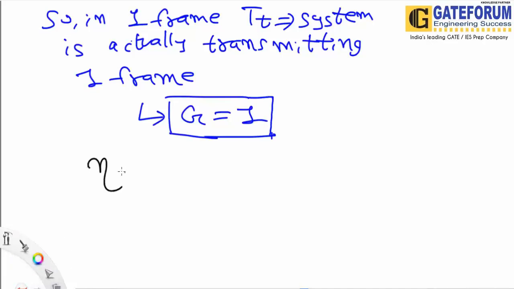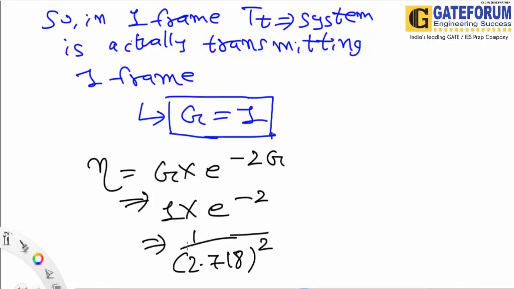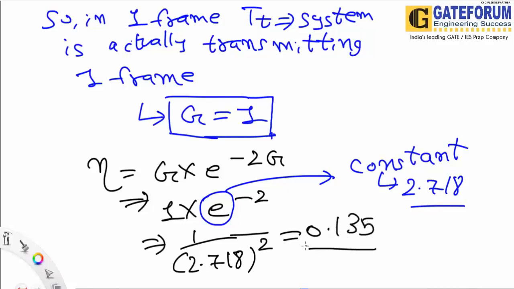So here you can calculate the efficiency, which would be G times e raised to minus 2G, which is 1 times e raised to minus 2, that's basically 1 upon 2.718 whole square. The value of e is a constant, which you can take as 2.71. If you calculate this, you will get a value of around 0.135. So this is the efficiency, or you can say 13.5 in terms of percentage, but the efficiency is 0.135.